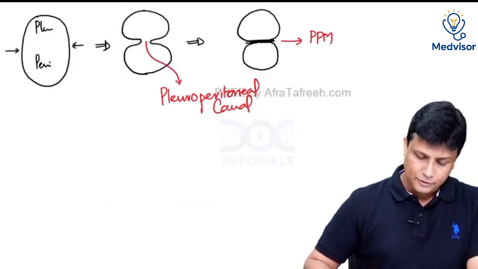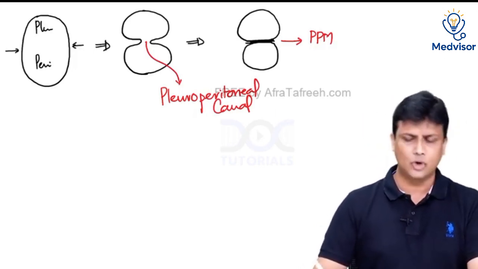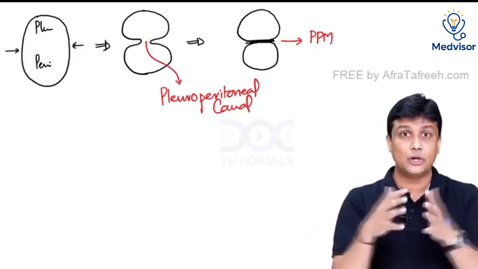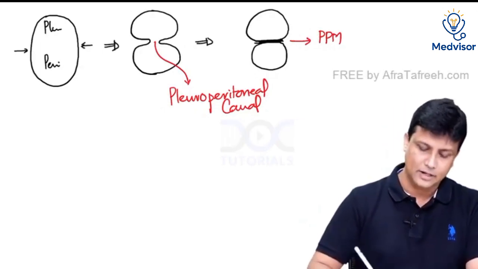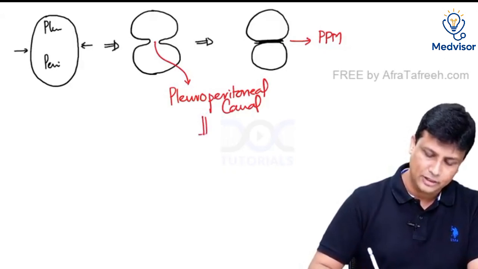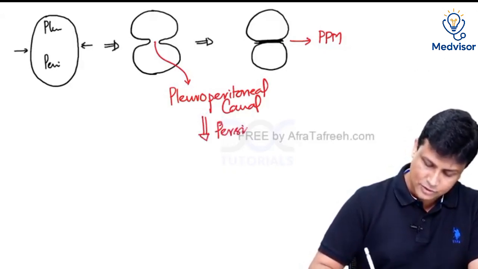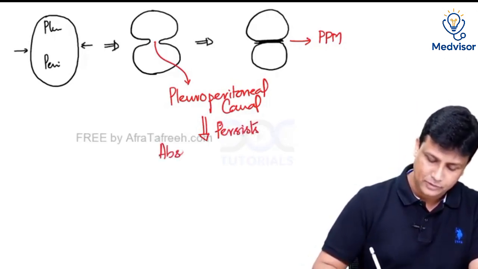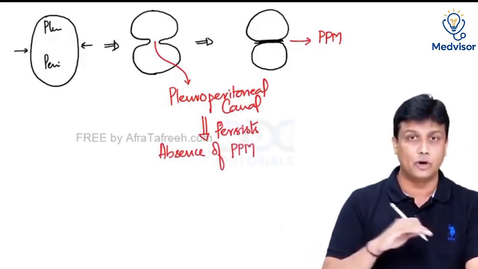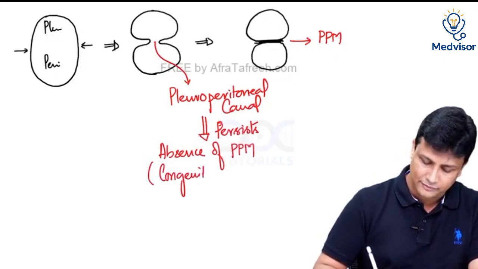Fine. Now the main important thing which I wanted to actually teach you here is that sometimes, normally the pleuroperitoneal canal should be closed, it should be fused. But sometimes this pleuroperitoneal canal will persist, and if this persists, there will be absence of pleuroperitoneal membrane. The pleuroperitoneal membrane is not formed there, and that condition is nothing but congenital diaphragmatic hernia.